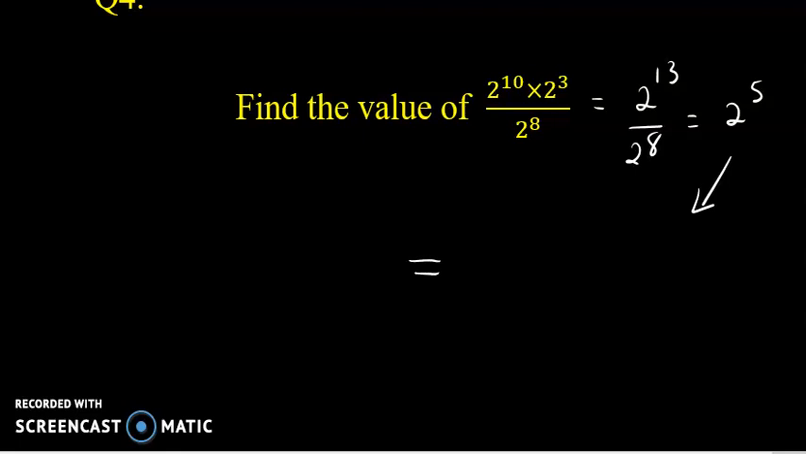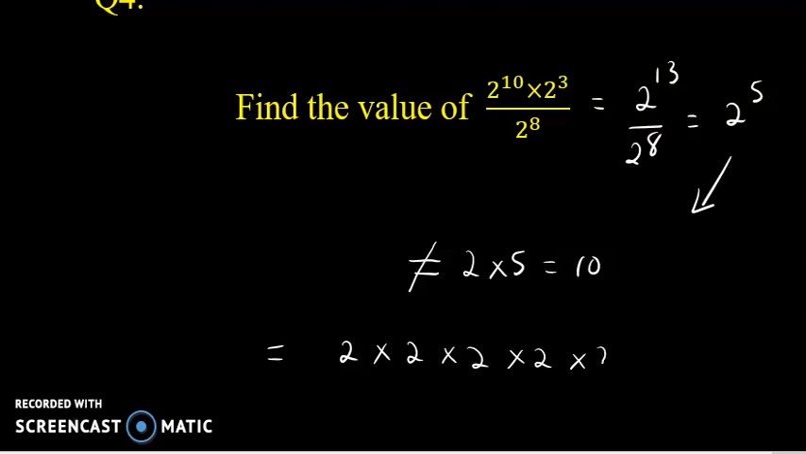Remember, people, 2 to power 5 is not equal to 2 times 5, which is 10. No, that's not equal. It is equal to, rather, 2 times 2 times 2 times 2 times 2. So 2 times 2 is 4, and 2 times 2 is 4. So 4 times 4 times 2, that is 16 times 2 is 32. All right, thank you. Let's move to number 5.